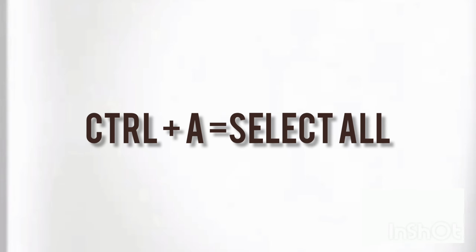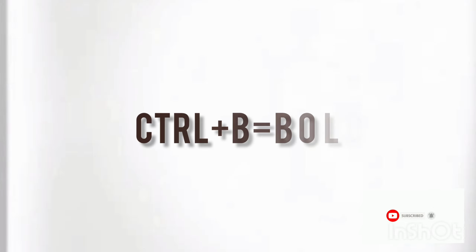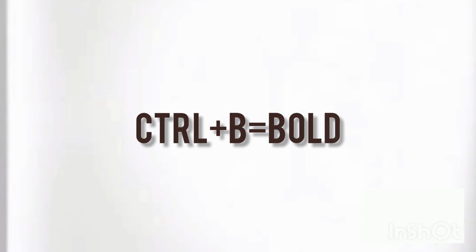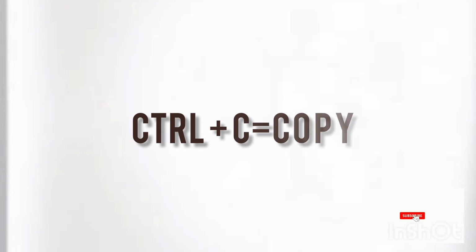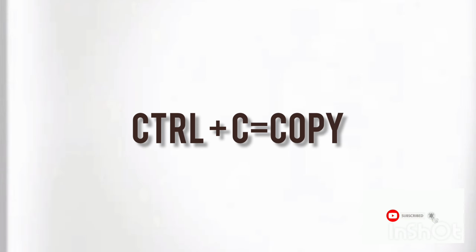Okay, Control plus A is given for select all. This is mainly the function for select all. Control plus B is used for bold, and again Control plus C is used for copy, for copying some files. That is related to Control plus C.